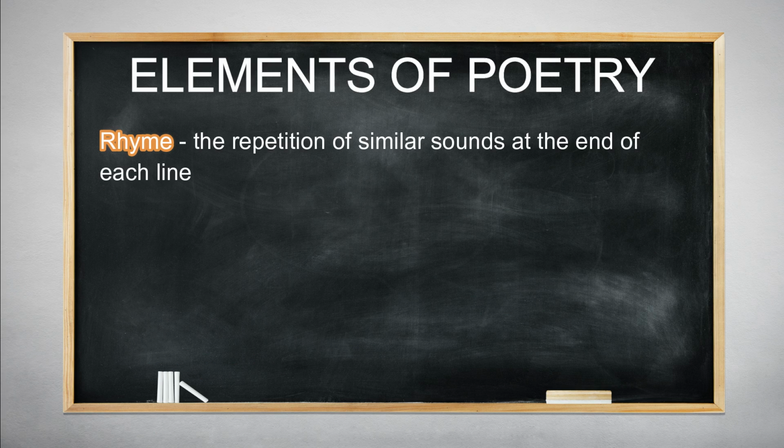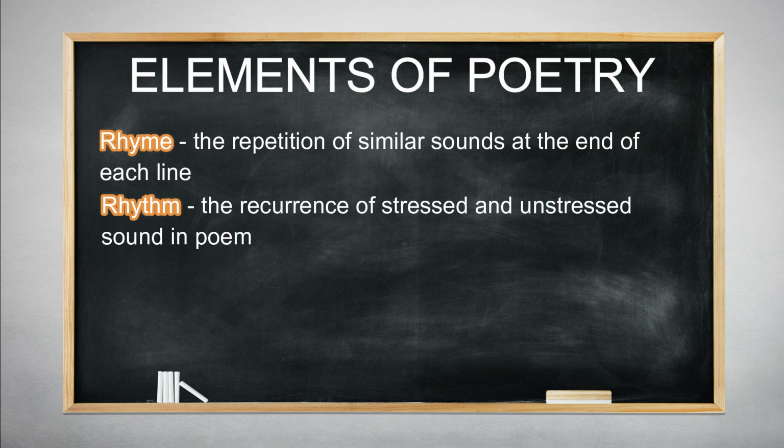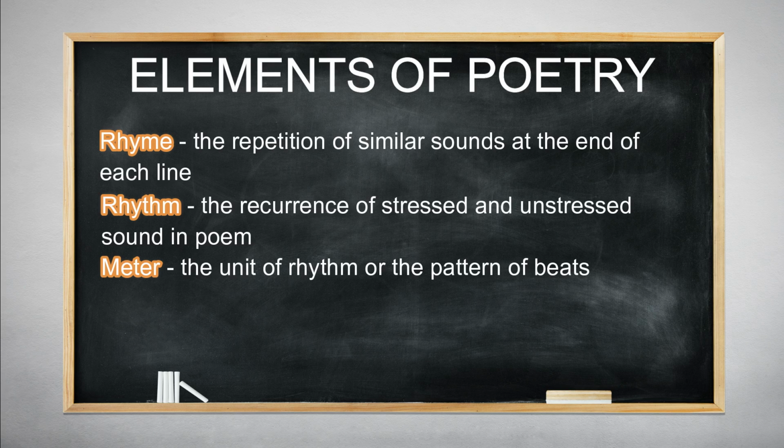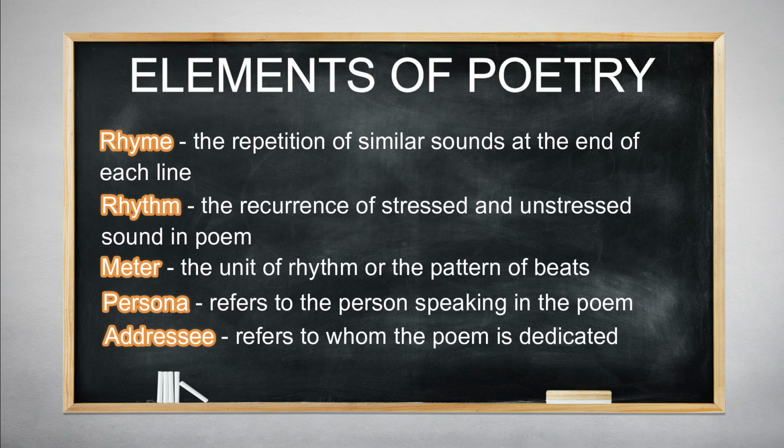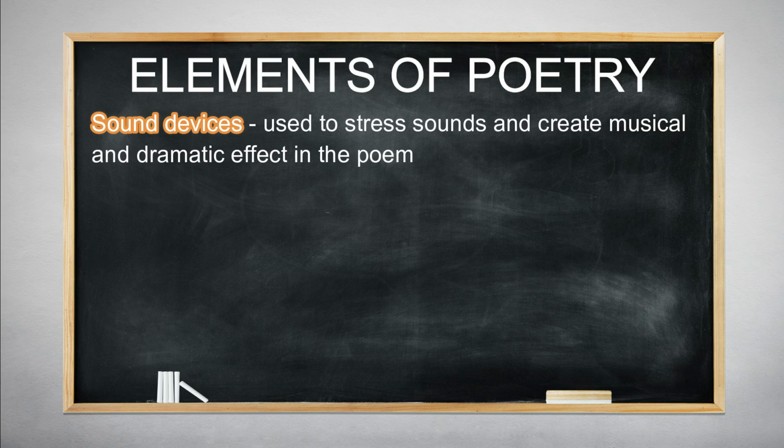Rhyme. The repetition of similar sounds at the end of each line. Rhythm. The recurrence of stressed and unstressed sounds in a poem. Meter. The unit of rhythm or the pattern of beats. Persona. Refers to the person speaking in the poem. Addressee. Refers to whom the poem is dedicated. Sound devices. Used to stress sounds and create musical and dramatic effect in the poem.